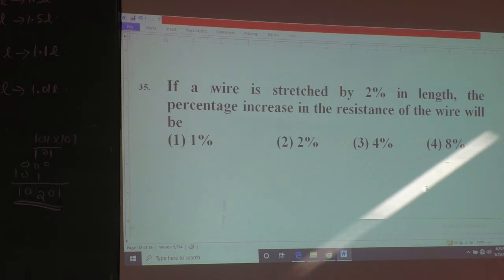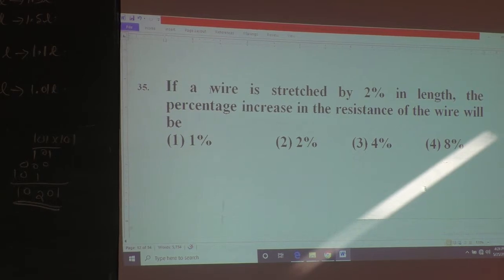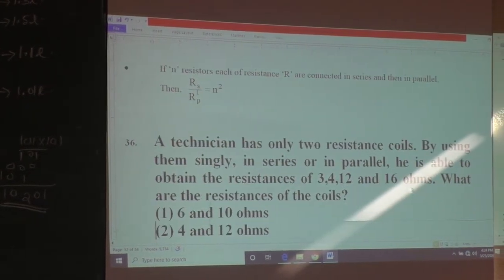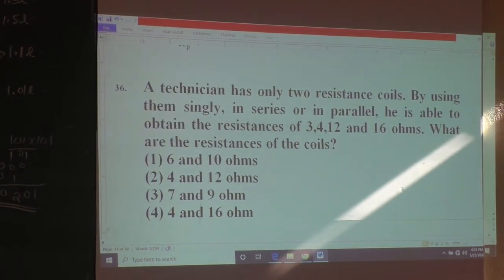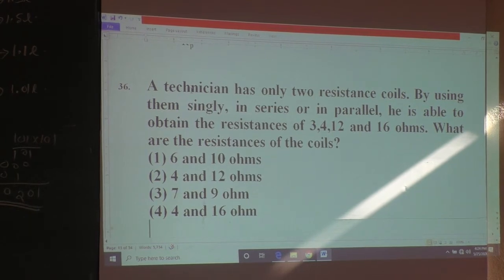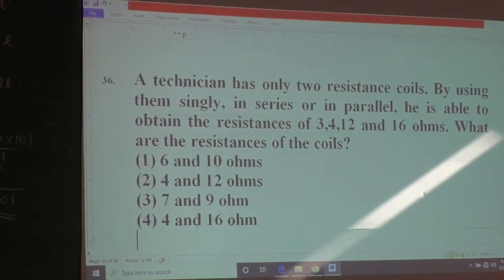Shall we move on to the next question? These are all very easy questions, because you have already been practicing current electricity for 3 or 4 hours. Now you are a little bit of an expert in solving the problems. Here it says, a technician has only 2 resistance coils, only 2 resistors. By using them singly or in series or parallel, so either you connect both in series, both in parallel, or use them alone, one by one.